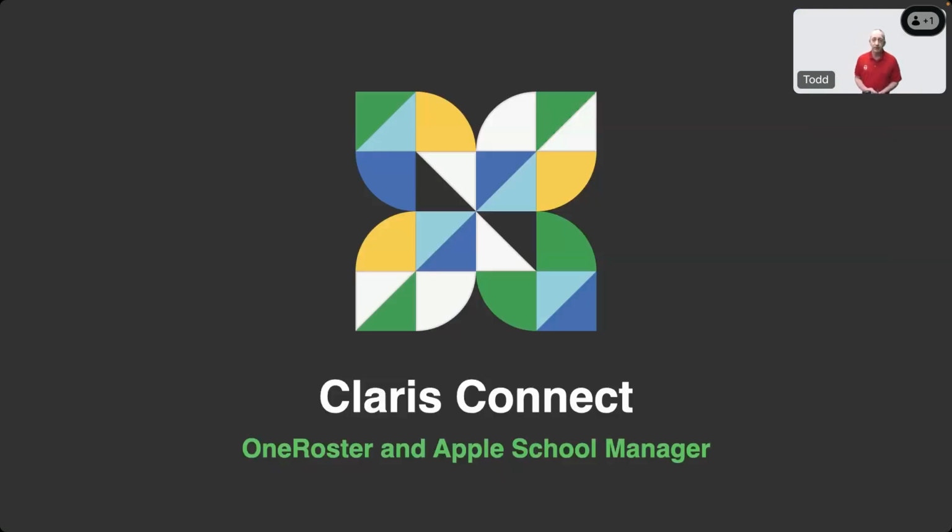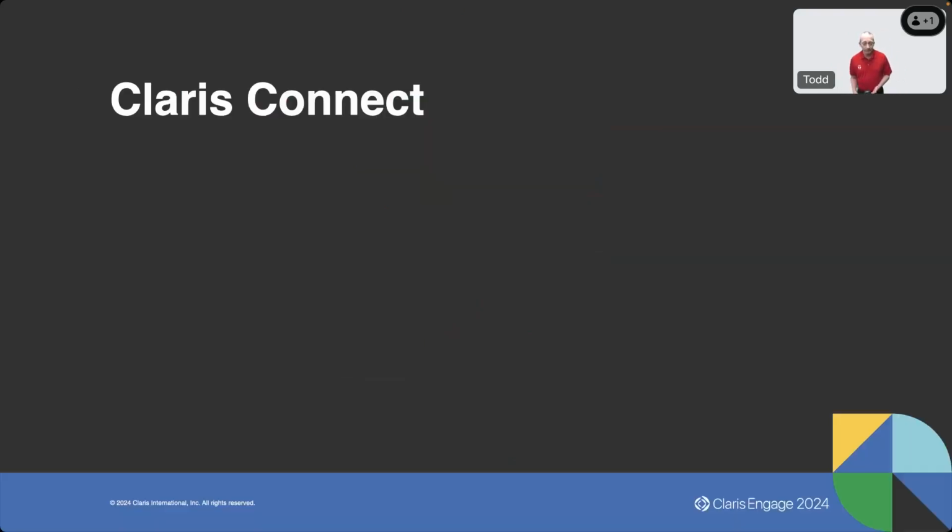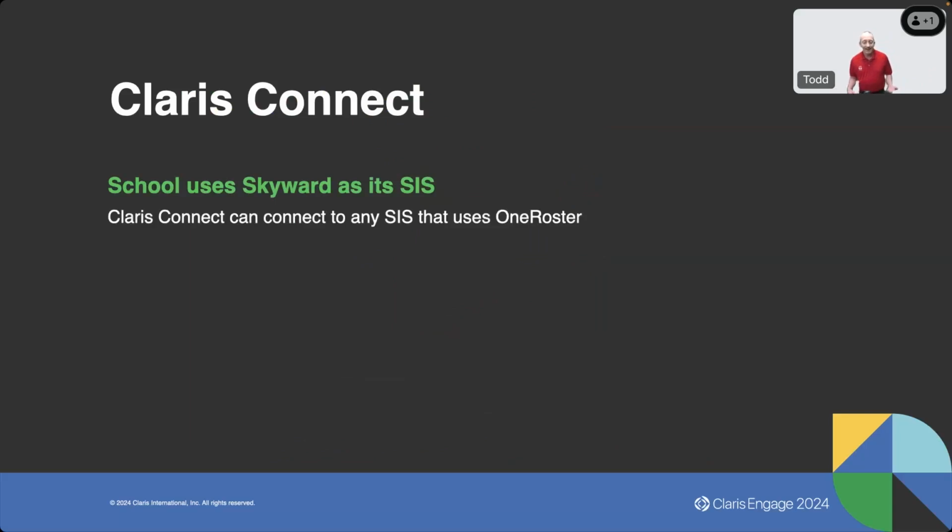Now let's go ahead and take a look at what Claris Connect is able to do for the school. And this is something that, once they added the OneRoster and Apple School Manager connectors to Claris Connect, became a game changer for them. The reason why it suddenly became more useful than it already was is that the school uses Skyward as its student information system. And Claris Connect can connect to any student information system that uses the OneRoster data format, of which Skyward falls into that category.